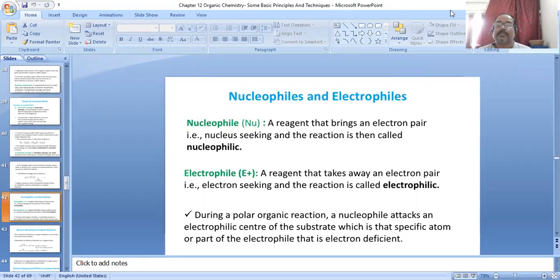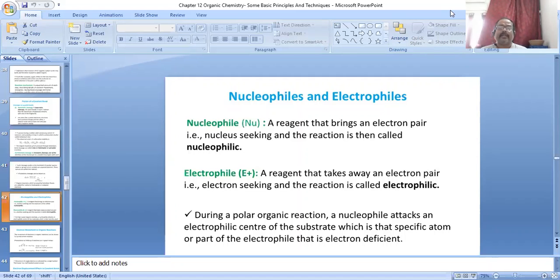So dear students, today I discuss our next topic, the types of organic reagent. There are two types of organic reagent, nucleophile and electrophile. First, today I discuss nucleophile.